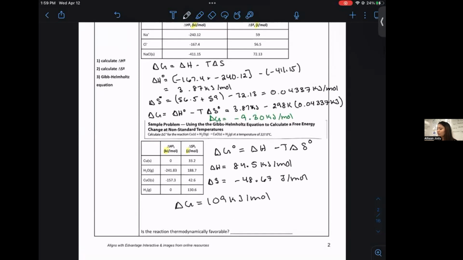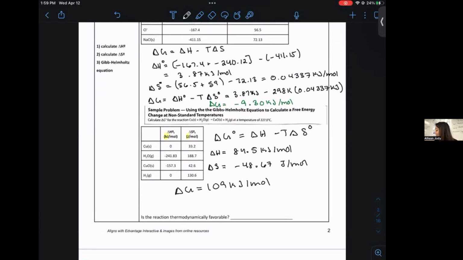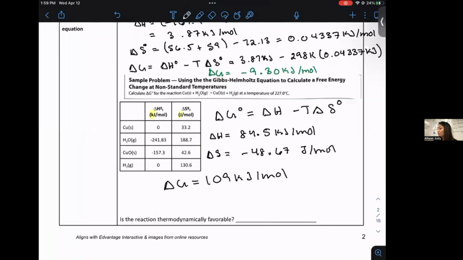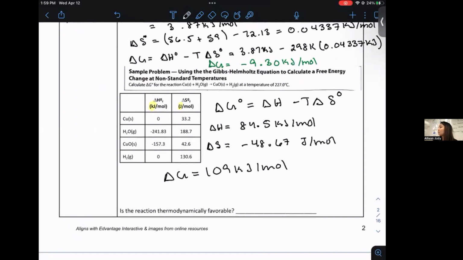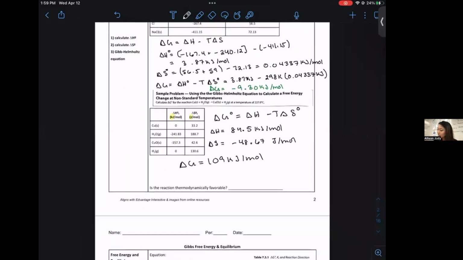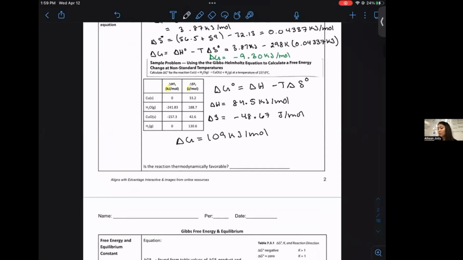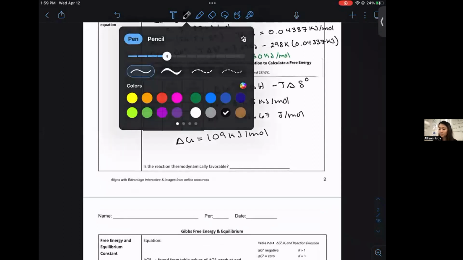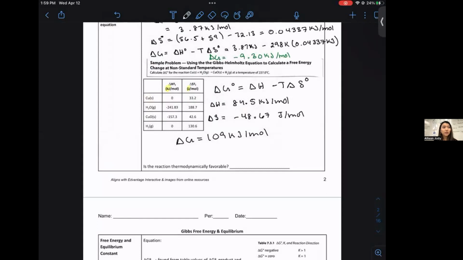Okay. And you would have had to be careful of those units. The fact that entropy is in joules, but enthalpy is in kilojoules. So whatever you do when you solve and plug into G, you want to make sure you're in the same units of whatever prefix of joules per mole. So is this reaction thermodynamically favorable or unfavorable for the second sample problem? Unfavorable, because it's got a positive G value.